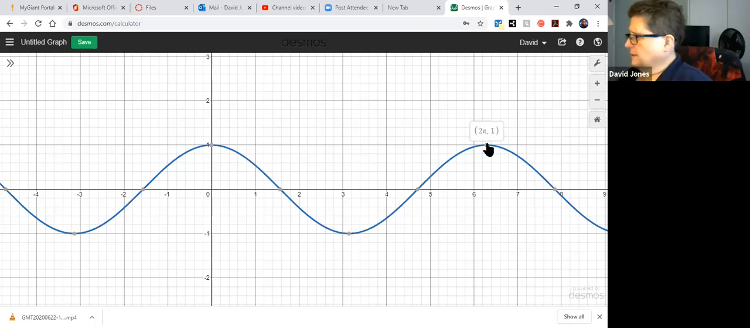And cosine is called symmetrical. It's an even function. When f of -x equals f of x, you have an even function. This is just symmetrical about the y-axis.